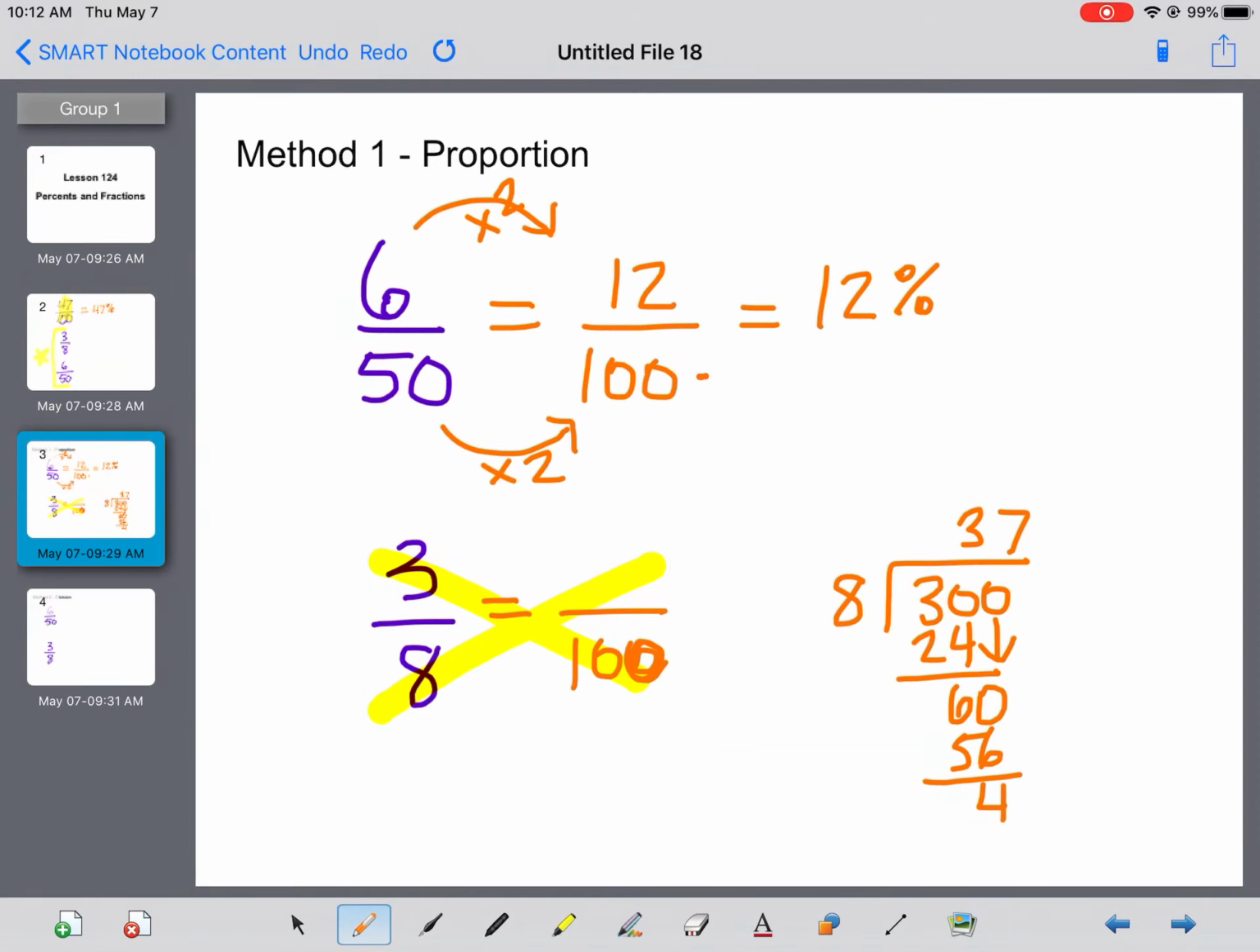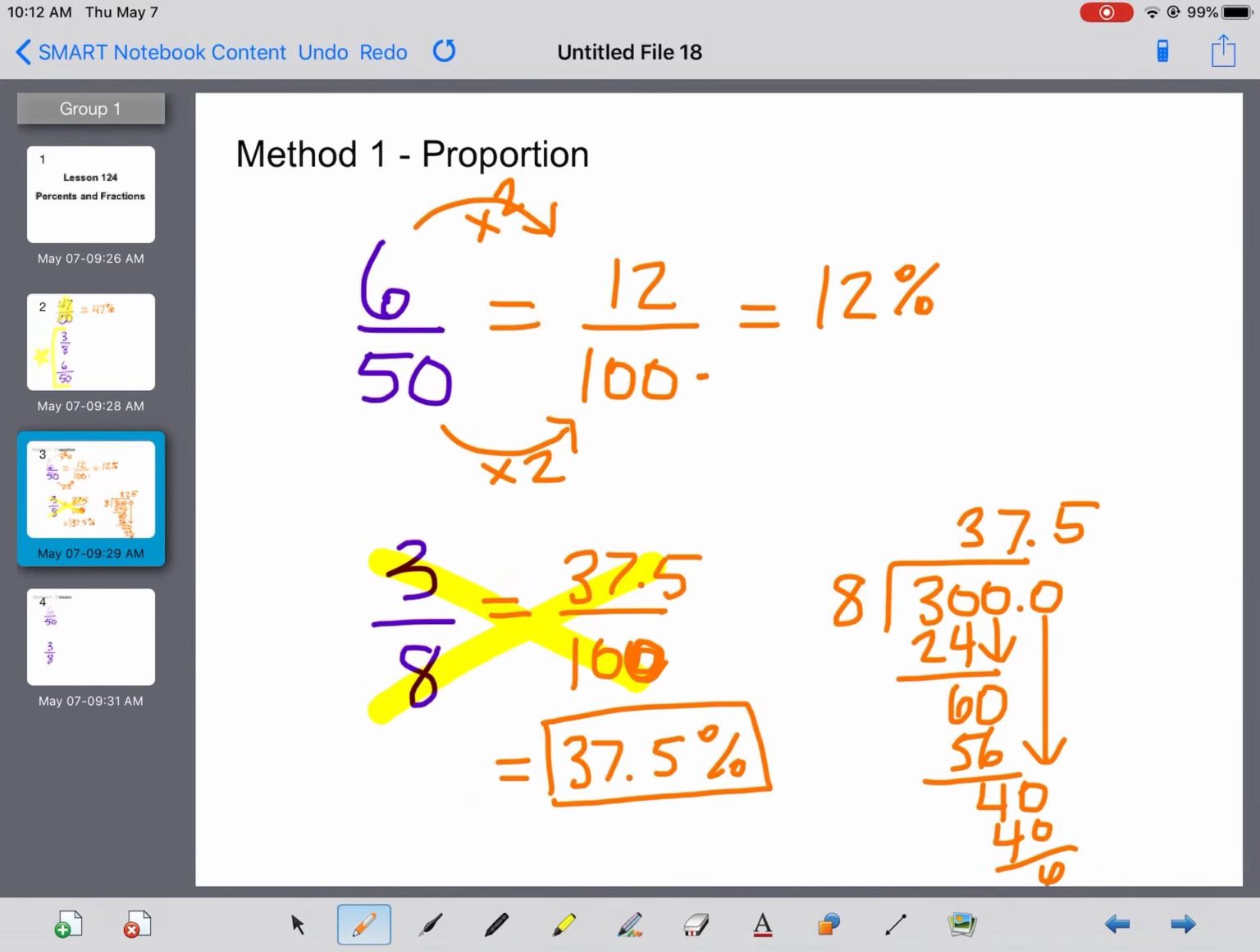Now remember, in order to change this into a decimal, you simply add a decimal and a 0 so that you can bring that down, but don't forget to put your decimal up in your answer as well. Now 8 goes into 40 5 times. 5 times 8 gets us a 40, remainder 0. So our missing number is 37.5, which means 3/8 is equal to 37.5%, because as soon as you have it over 100, you can just use the numerator as your percent. So that's one method, is setting up a proportion with a fraction that has 100 as the denominator.